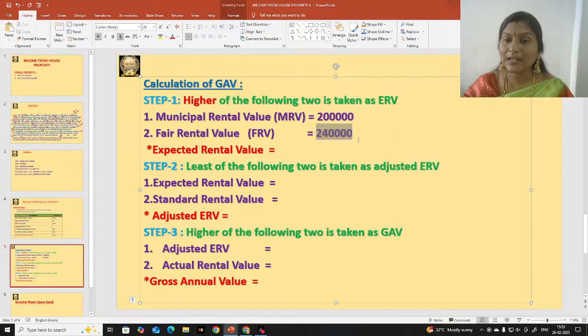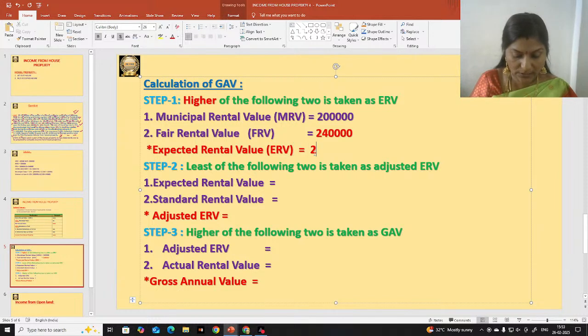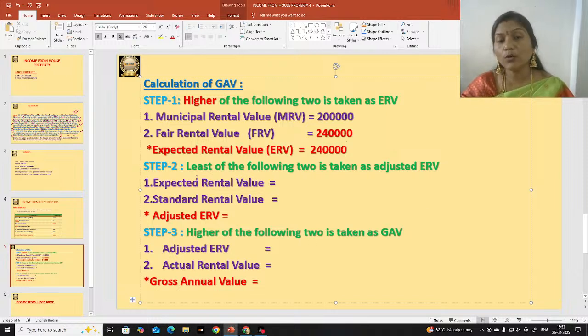So you have to circle around 2,40,000, but what I am doing, I am changing the color of that. I selected 2,40,000 and we should name it as expected rental value. That is nothing but ERV. ERV means expected rental value. So it is how much? It is 2,40,000. Next we will go to the second step.